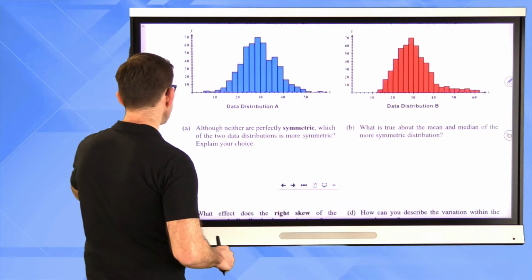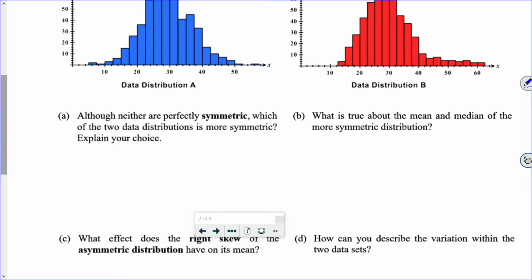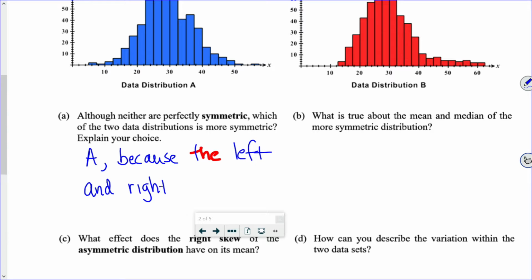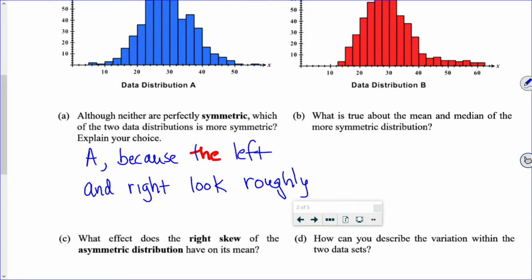So my answer to letter A is choice A, because the left and right look roughly the same. I could fold it over some kind of vertical line and it would roughly fall on itself.